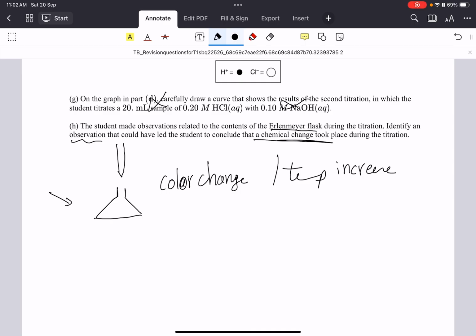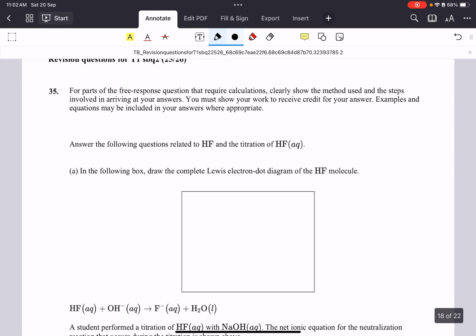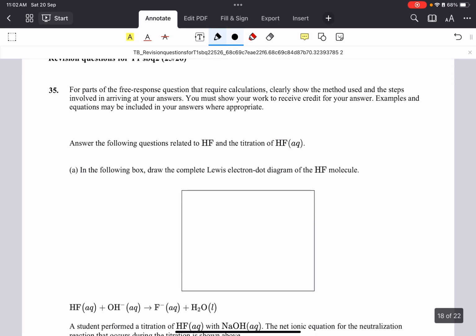Moving on, another question. Again, this part is always written in AP that you have to show your answer and formulas and correct explanation. Answer the following questions related to HF and the titrant of HF. So I am titrating HF with a basic solution.